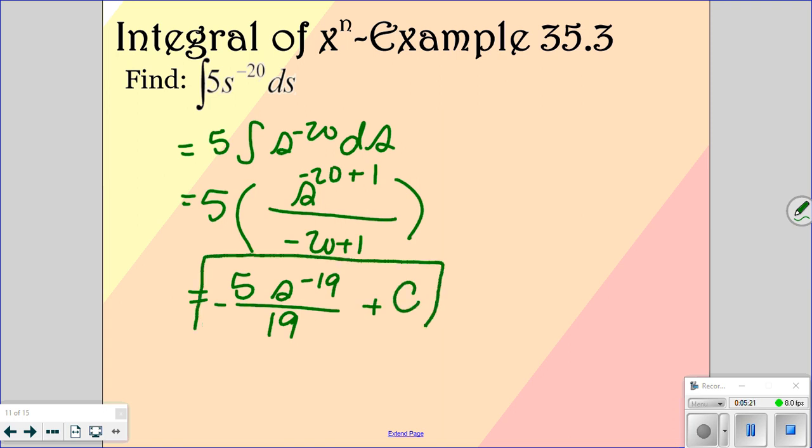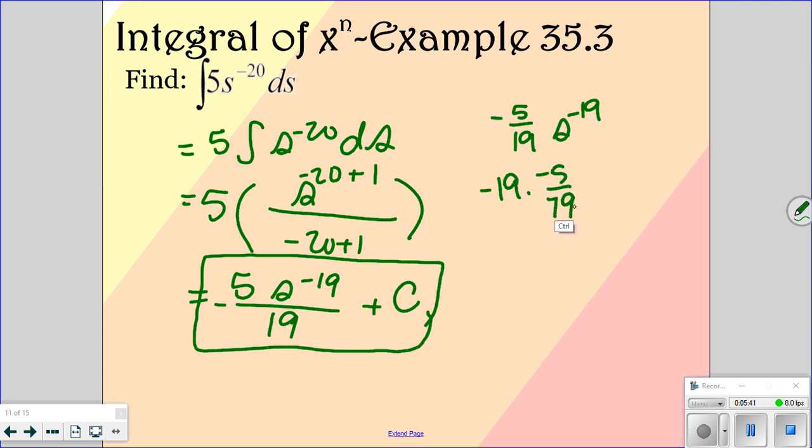And that's your answer. And if you want to check, you can actually take the derivative of this. The derivative of a number is going to go away, so we don't need to worry about the derivative of it. But we would pull the negative 19 to the front, so we'd have negative 19 times negative 5 over 19. And then we would subtract 1 from negative 19 to make that negative 20. And that will cancel. That will become positive 5s to the negative 20, which is what we started with. So that's how you can check your answers on these.